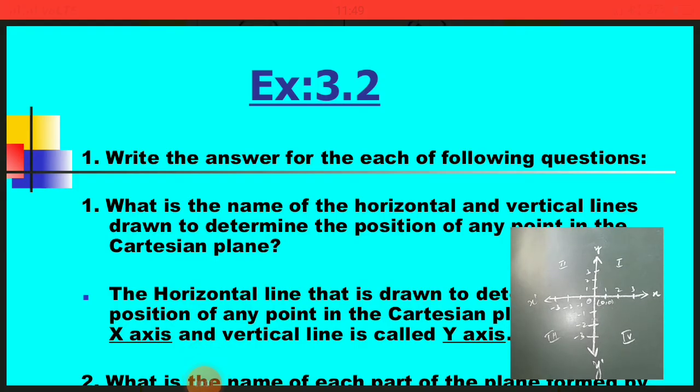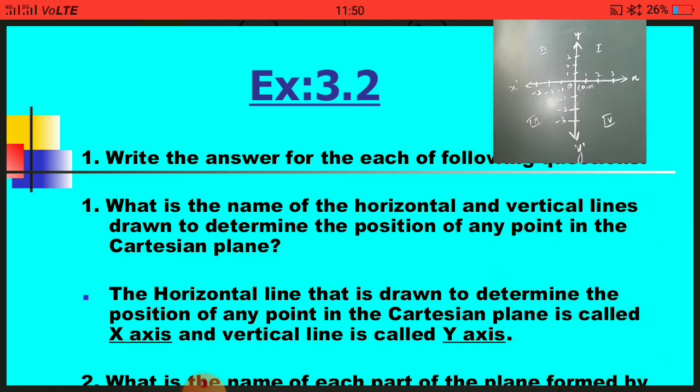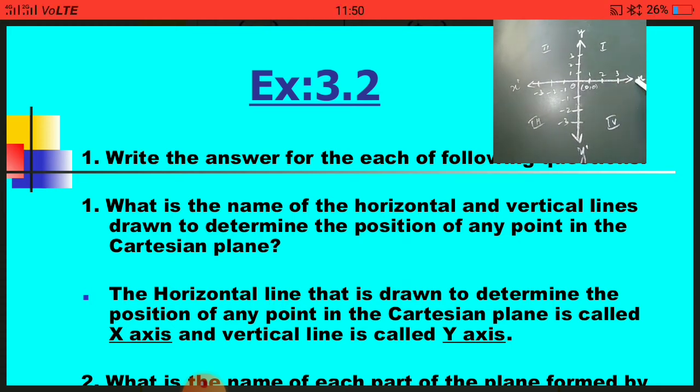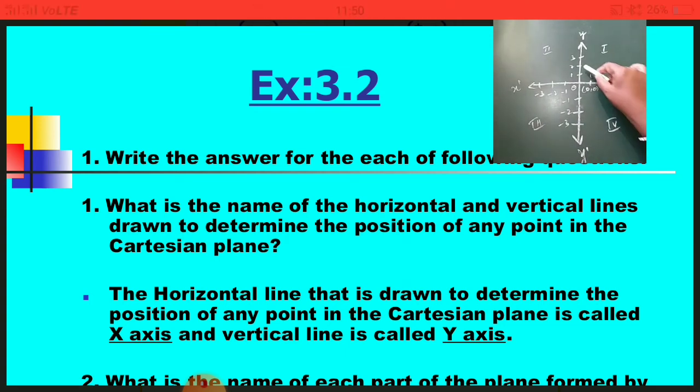Now coming to exercise 3.2, your first question is, they have asked what the horizontal and vertical lines are called on the Cartesian plane. Cartesian plane is nothing but your graph paper where you draw the horizontal x-axis and vertical y-axis. That is the name given for the horizontal line and vertical line. Horizontal line is always called the x-axis. Vertical line is always called the y-axis. That you have to name it, children.